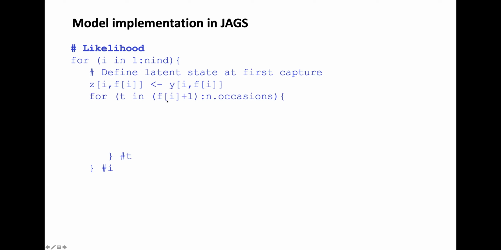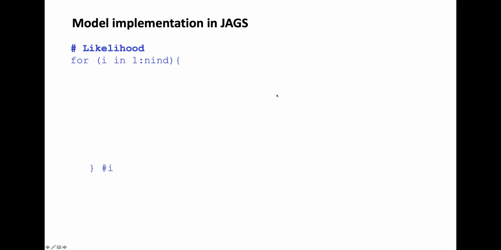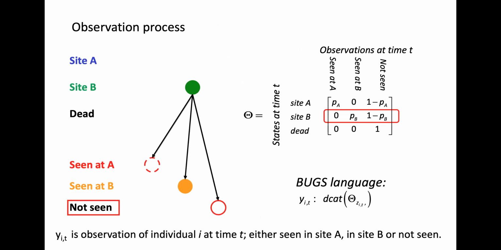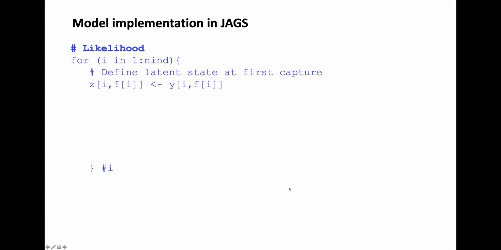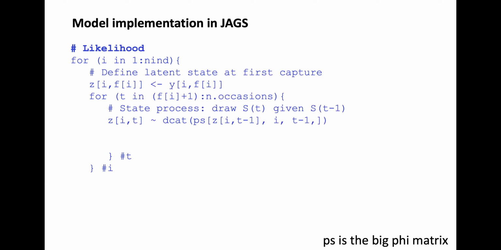So then we go through time. After the first encounter, let's make a loop from the occasion right after the first occasion, f+1, up to the last occasion of your data set, right? And then we're just going to take these equations here, the categorical distribution for the state process and the observation process. Sorry, I hate when people do that in presentations, going through slides very quickly. And I'm doing just that.